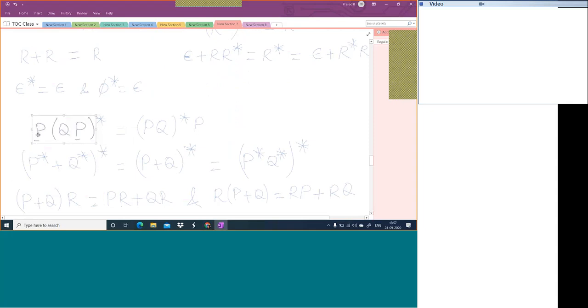Okay. In this, you can see this is P and this is also P. P followed by (QP) whole star. This whole star is for only QP. Then you can shift the bracket to this. That is (PQ) whole star P.